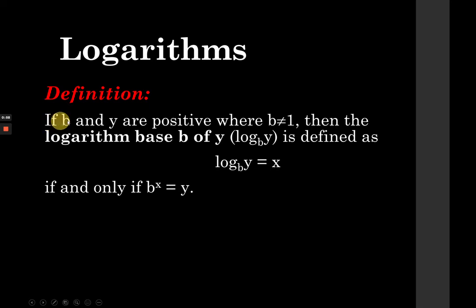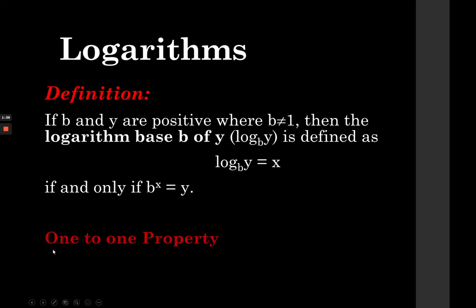First definition here, if b and y are positive where b is not equal to 1, then the logarithm base b of y is defined as logarithm base b of y is equal to x if and only if b raised to x is equal to y. This definition is saying that given a logarithmic equation, we can convert it into exponential form and apply the steps in solving exponential equations to find the value of the variable.